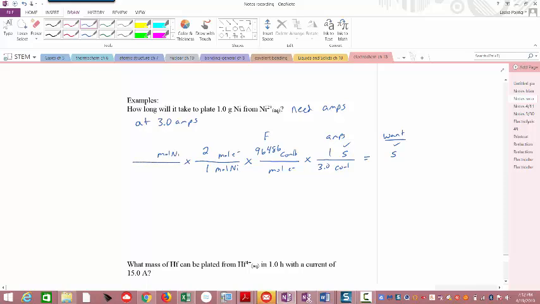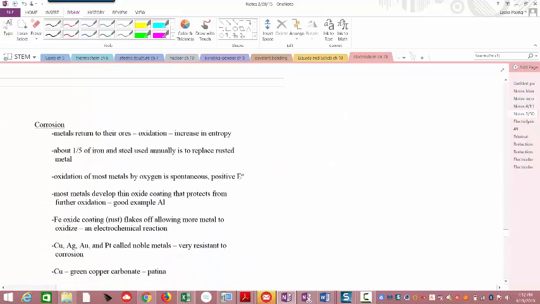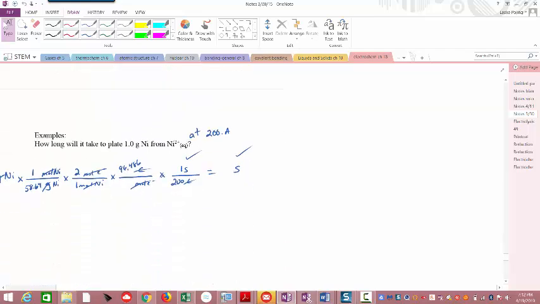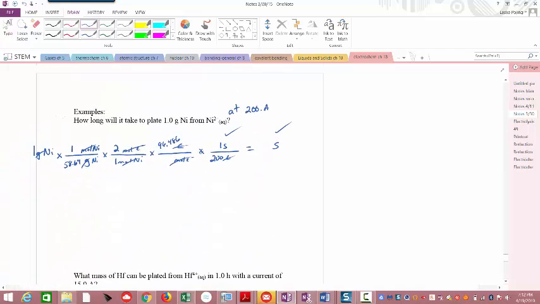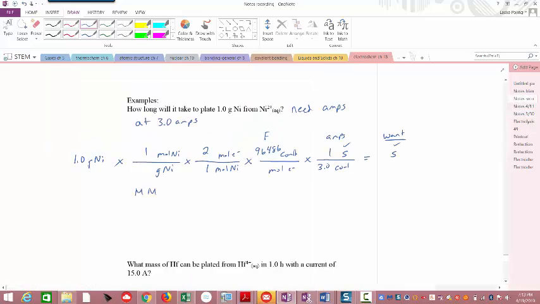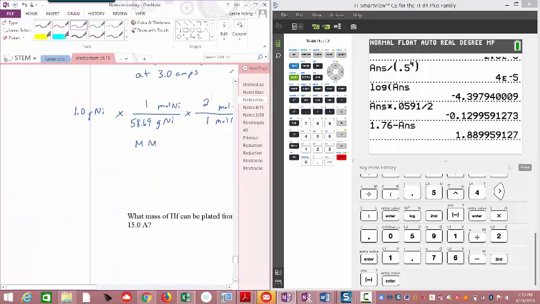Well, then we need moles of nickel on the top. I've been working backwards this whole time, but we're starting with 1 gram of nickel, so we're going to need grams of nickel. So this is the molar mass that we're going to need here. So I need the molar mass of nickel. So I'm going to look and see where I did this before because I need a periodic table. 58.69. All right, so we need the calculator. So we'll slide this over here so that we can see both of them.